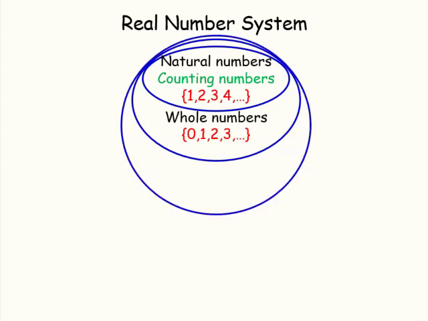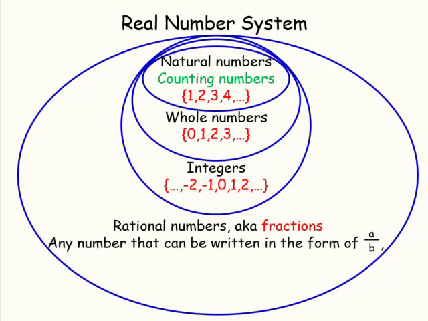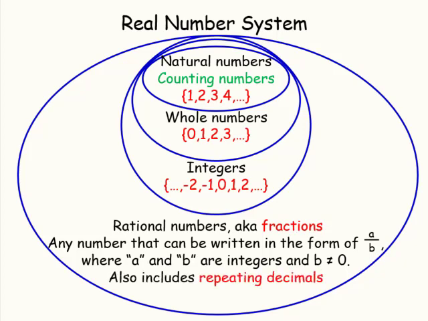Our next group of numbers is called integers. Integers are all the whole numbers, and if we negated them as well, made them into negative numbers. But remember, 0 is the same as negative 0. And our next group are called rational numbers, also known as fractions. Any number that can be written in the form of a over b, where a and b are integers and b does not equal 0. This also includes repeating decimals and terminating decimals.